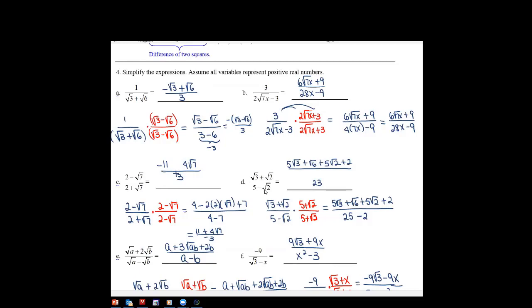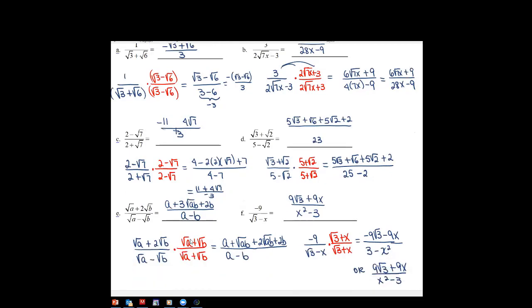For part D, the conjugate of 5 minus radical 2 would be 5 plus radical 2. So this is how you multiply the top and bottom by its conjugate. You get 5 squared is 25, minus radical 2 squared, which is 2. And then again, at the top we would get some radical, which is okay.